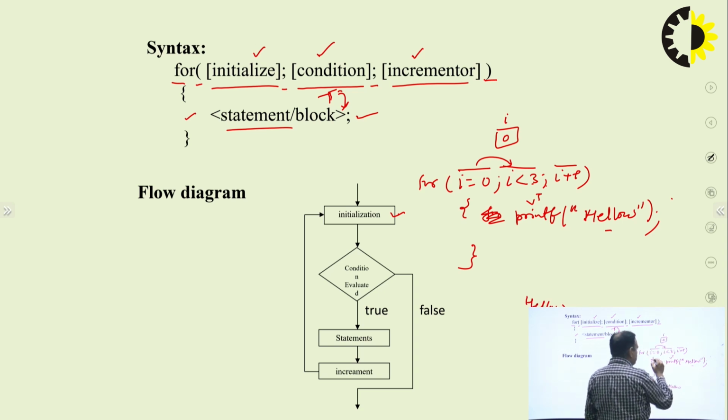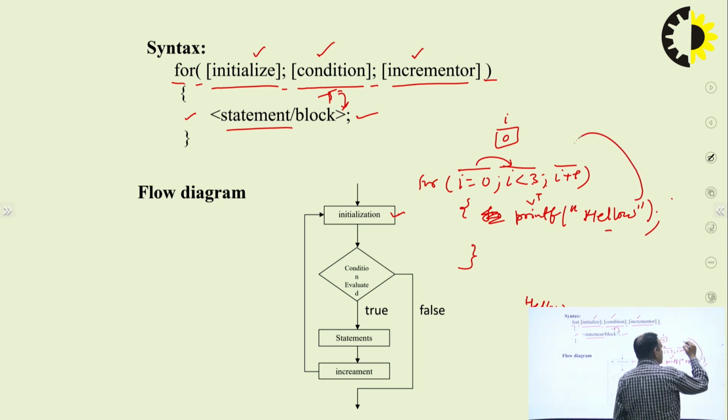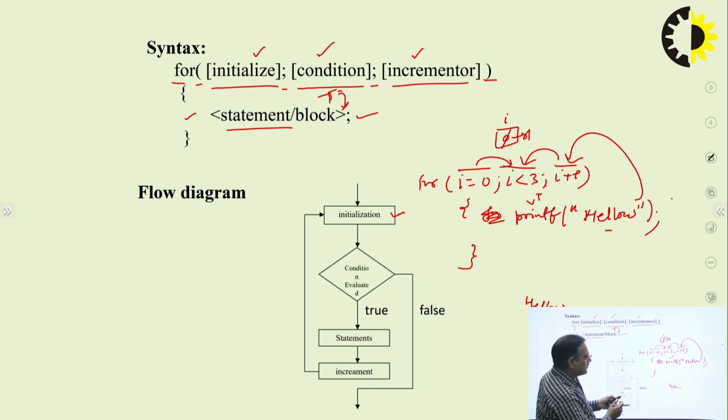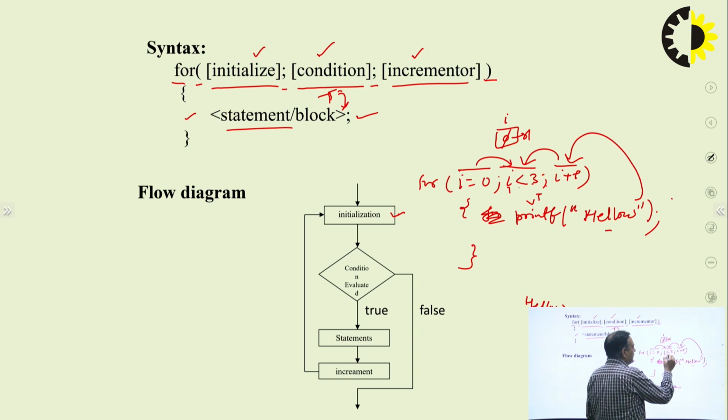Then again, the body of the loop. In this small code, only one statement is mentioned in the body of the loop. After the execution of this statement, the control goes to the increment. Then I will be incremented from 0 to 1. When the counter variable is updated, the control goes to check the condition. 1 less than 3, condition true, then again hello will be printed.